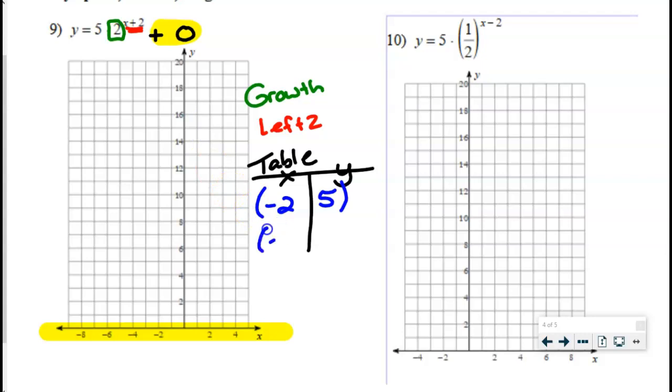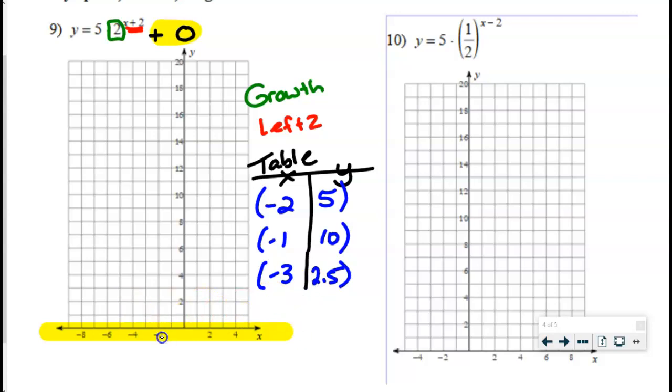If I plugged in a negative 1, that'd be 2 to the first, which is 2, and 5 times 2 is 10. I seem to be heading in the wrong direction, so let me try plugging in negative 3. Again, you can just take these right off the calculator. Negative 3 plugged in would be 2 to the negative first, which is like a 1/2. 5 times 1/2 is 2.5, and so on, and I'd pull a whole bunch of points off of my calculator.